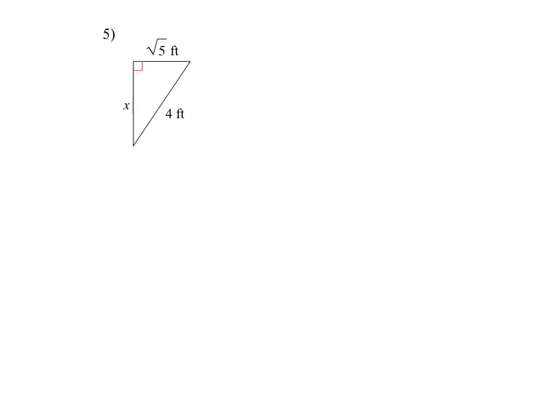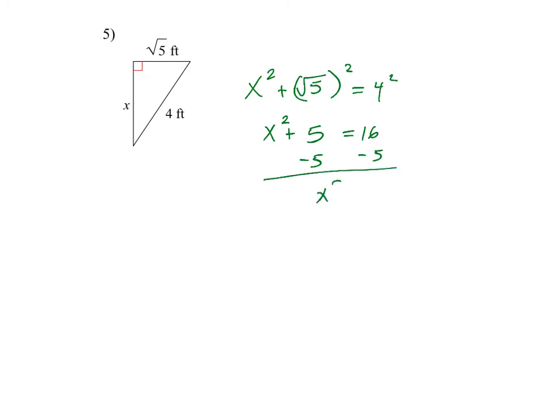So number 5, my legs are x and the square root of 5. So I have x squared plus the square root of 5 squared equals 4 squared. So x squared plus 5 equals 16, minus 5, x squared equals 11, and the square root on both sides, x equals the square root of 11.